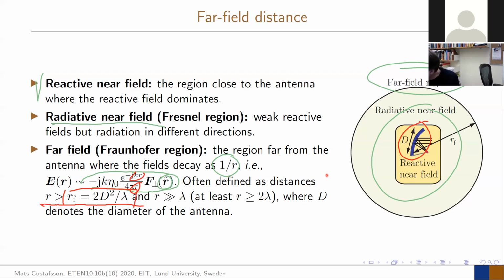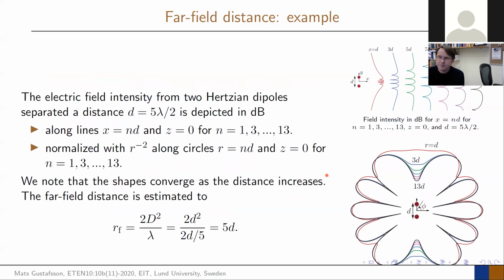If you have a small antenna, it also says that the distance should be greater than the wavelengths, or much greater than the wavelengths. In practice here, usually at least 2 wavelengths is a rule of thumb. So that is in some ways where you have to move away from your antenna to be closer to this far field. And it's sometimes called the Fraunhofer region. That's more a physics type name for the same thing. So that is our far field.